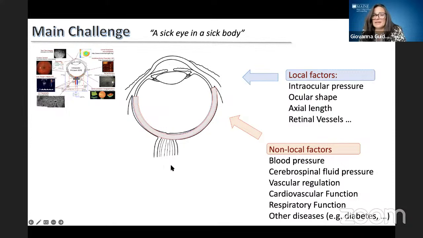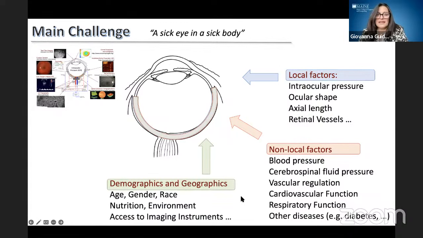For example, also the respiratory function will affect the oxygenation that is in the blood, and that is the same blood that also comes to the eye. So already we have an interaction between local and non-local factors. In addition, there are differences in the eyes of men and women, of people of different ethnicities. Changes occur with age, and also with nutrition and environment, and so on.